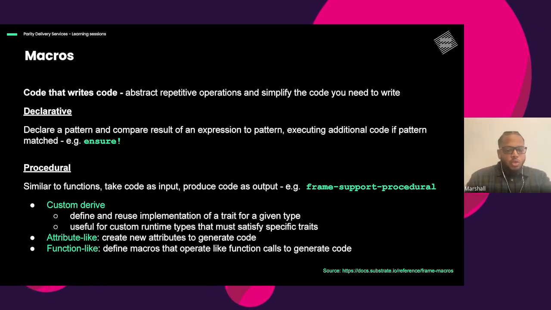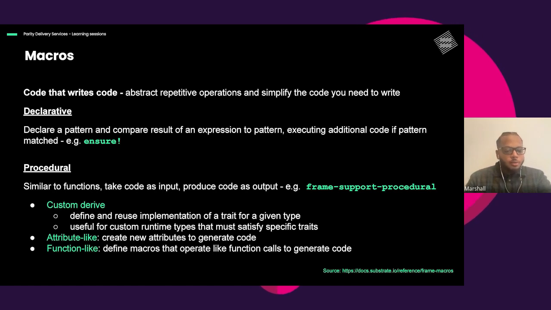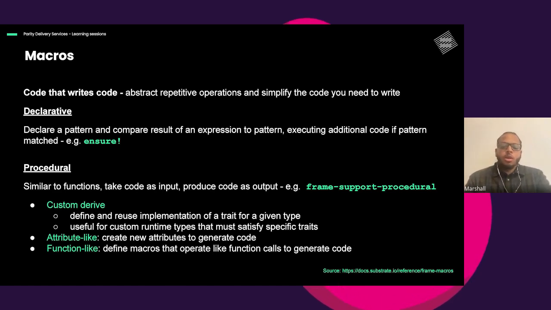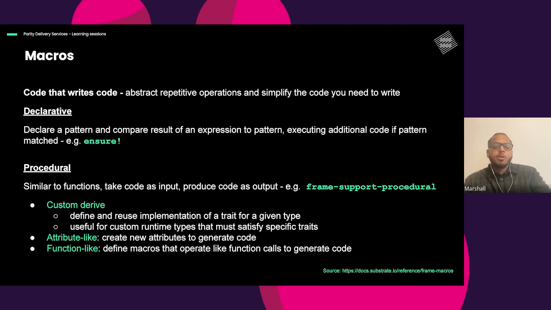And then there's procedural macros, which are more similar to functions. They take code as input and they produce code as output. An example here is frame support procedural. Those are like custom derive attributes, where if you have a custom type that needs to implement or satisfy certain traits, you can just derive those traits, the already existing implementations of those traits, without having to create the implementations yourself if you have no need to do so. That's a common thing that's done within Rust code in general, but also within FRAME and Substrate. And that's useful for custom runtime types that, again, must satisfy specific traits.